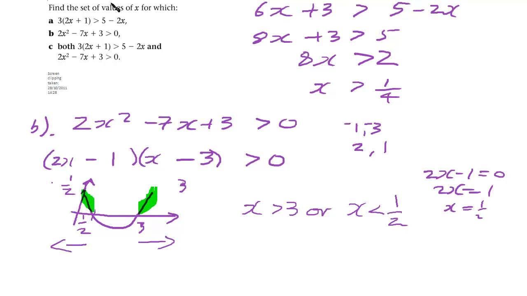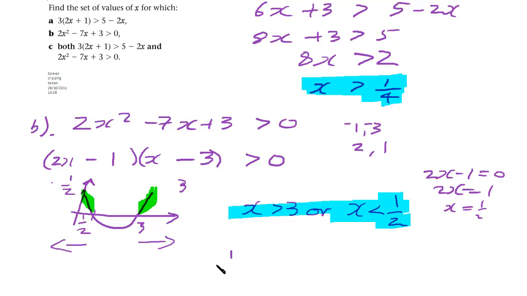Now I want to combine these answers here in part C with this answer for part A. So I want to know where will I be satisfying both equations. Well, x less than a half is not going to be satisfied once we get below a quarter, because we need to satisfy bigger than a quarter. So we've got these boundary values of a quarter, of a half, and of 3.